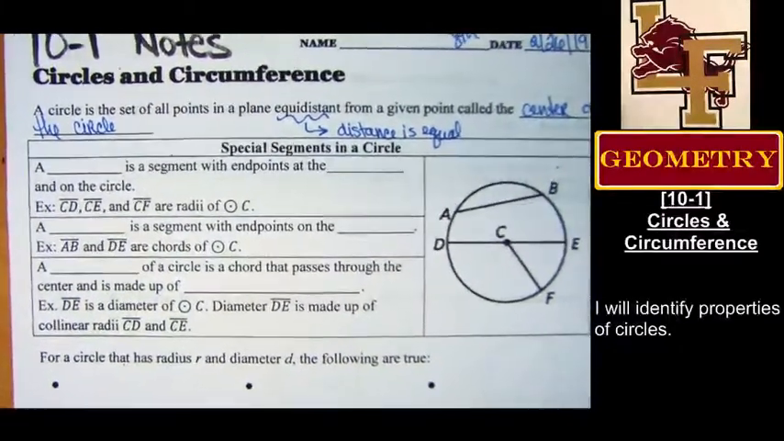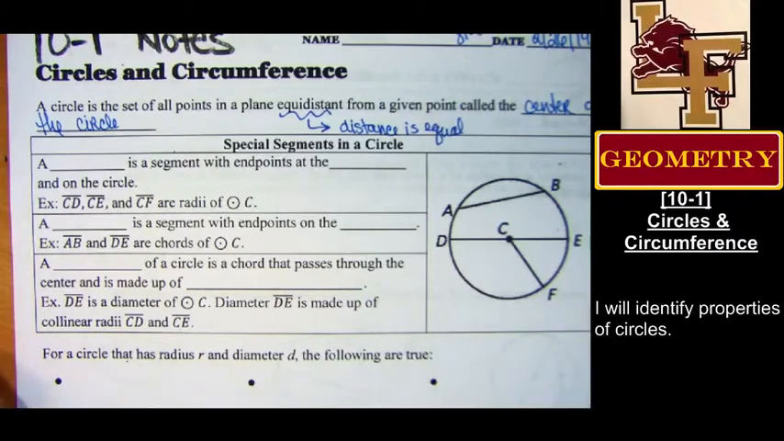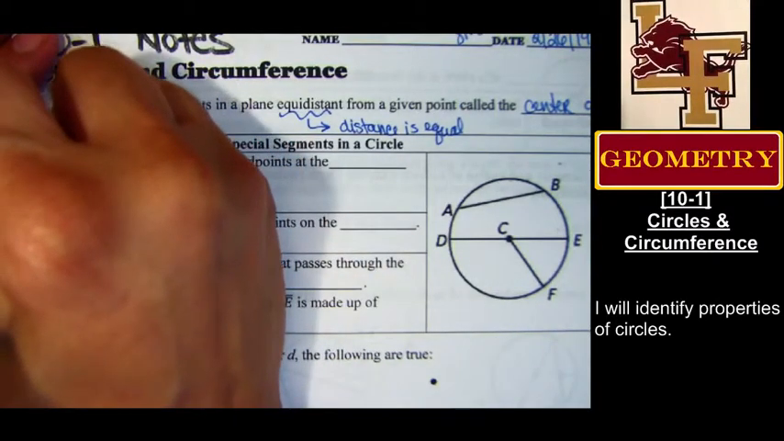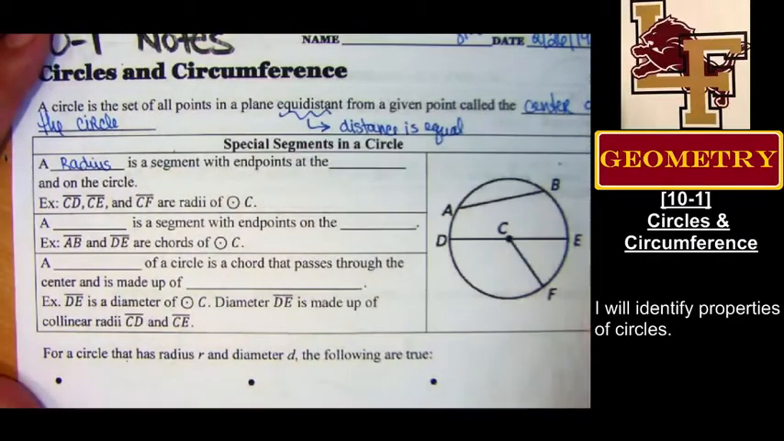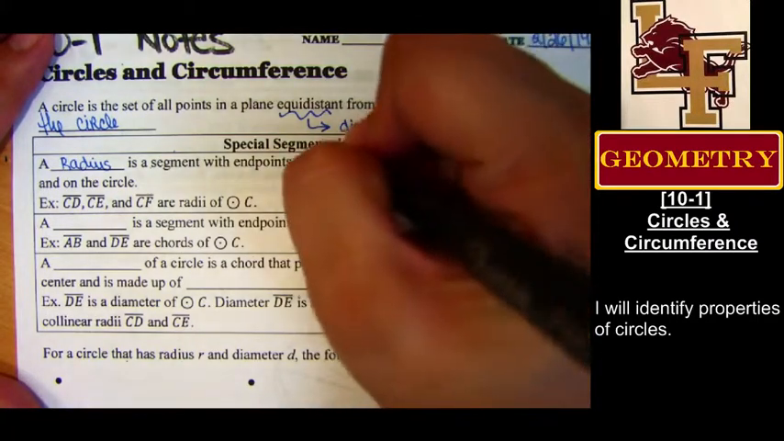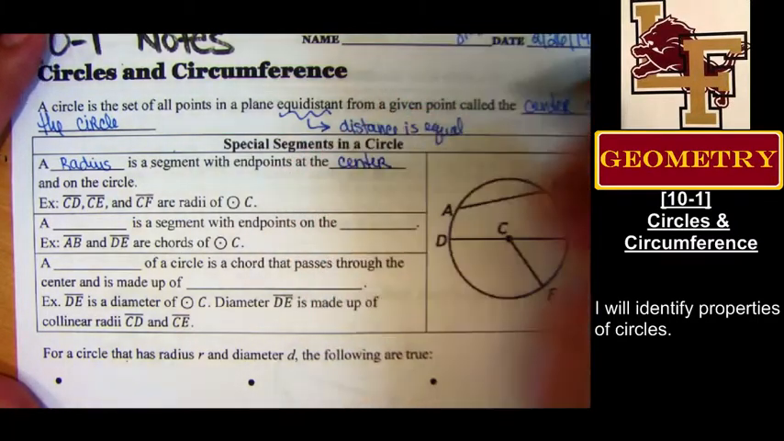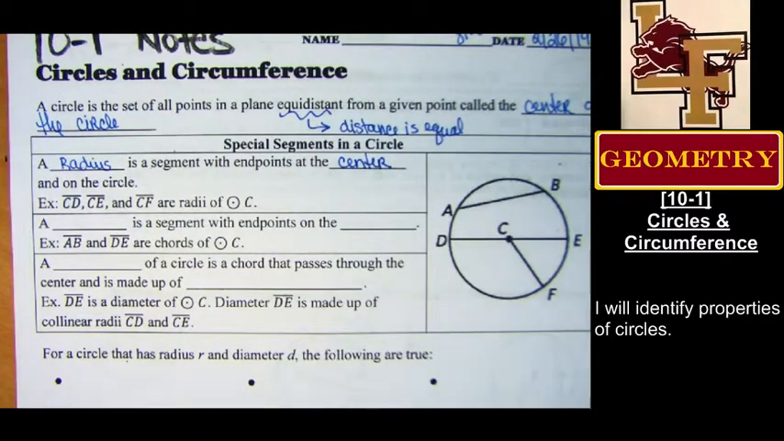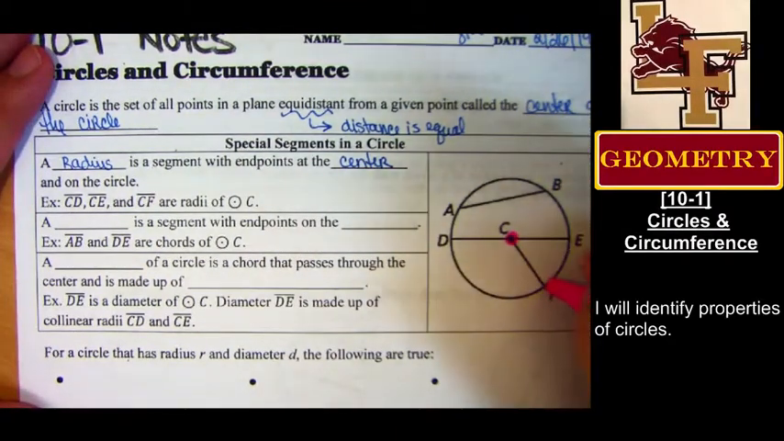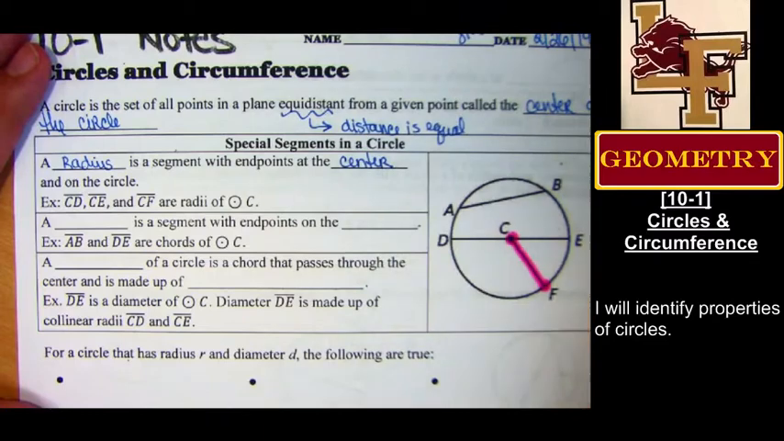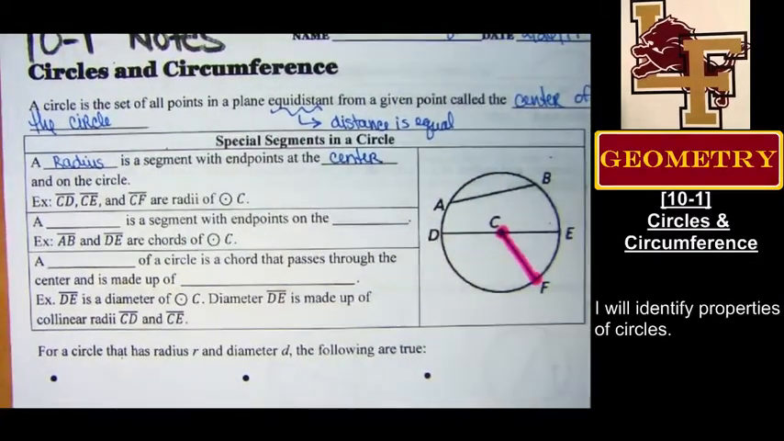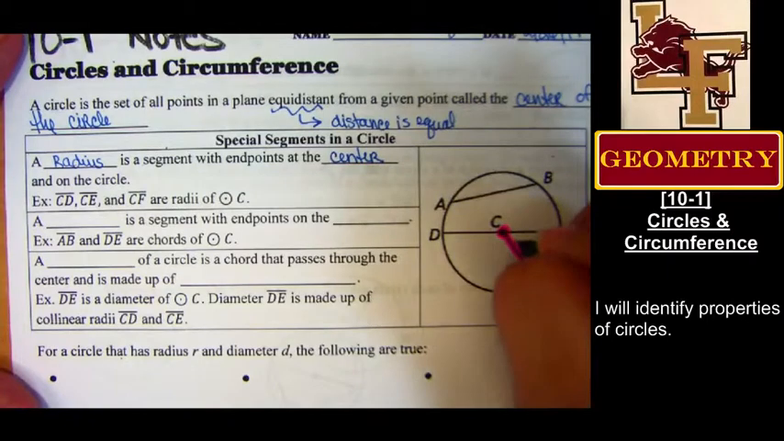You know two of them, I suspect, and the third one might be new. So we're going to start with one of the ones that I think you guys know, and that is the radius. The radius of the circle is a segment, and its endpoints are at the center of the circle and on the circle. So if I look at my circle, the center is C, a point on the circle is F, and so the segment CF is a radius. So this is a radius.